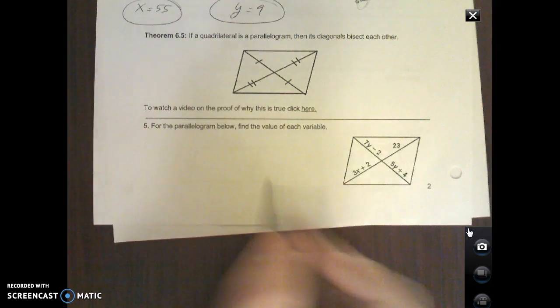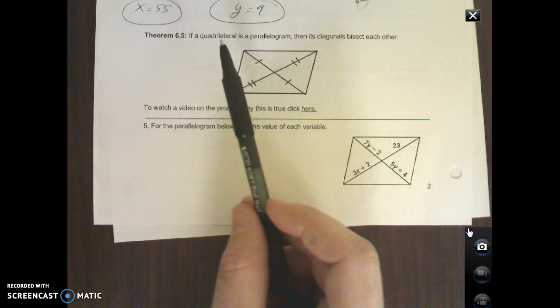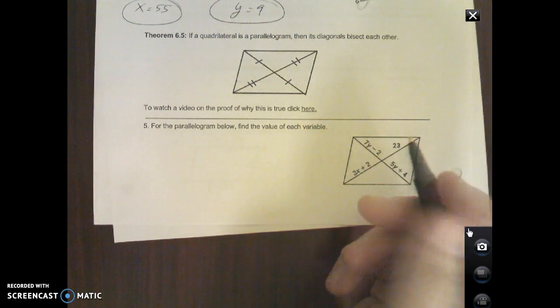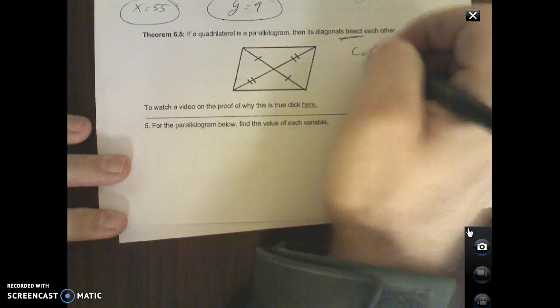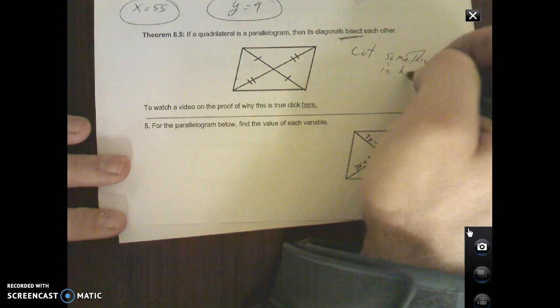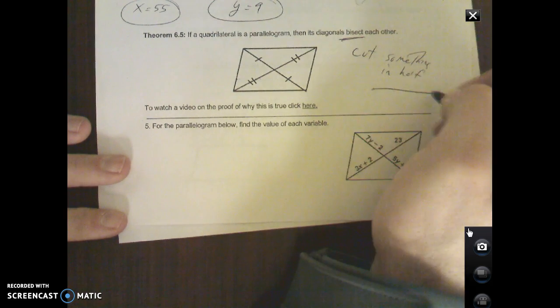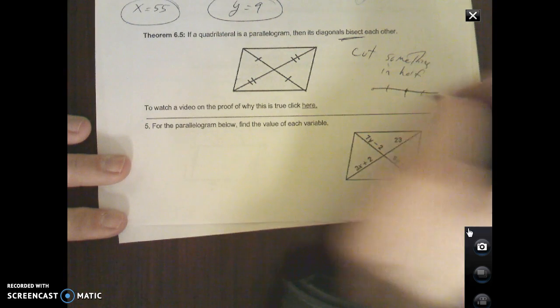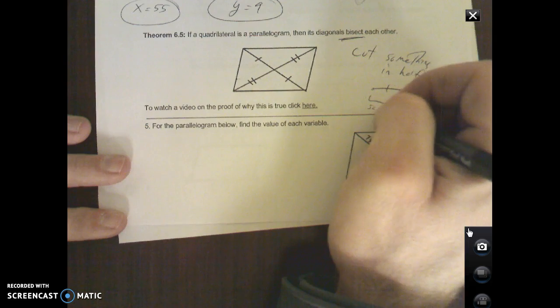Your last little thing for today: if a quadrilateral is a parallelogram, then its diagonals bisect each other. Okay, the key word bisect means to cut something in half. So if I have a line segment and I bisect it, I make two congruent parts. Same.